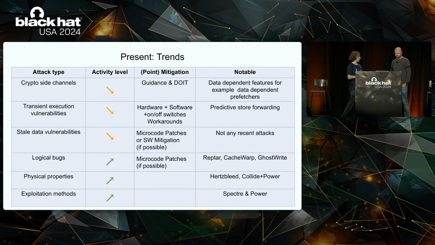Which brings us to the last one, exploitation methods. Exploitation methods is using existing and known vulnerabilities in different ways to exploit them. And we're seeing an increase in work in that category, especially around the 2 variants of Spectre and the Power. And we'll be taking a very short look at one of the exploitation methods in another slide.